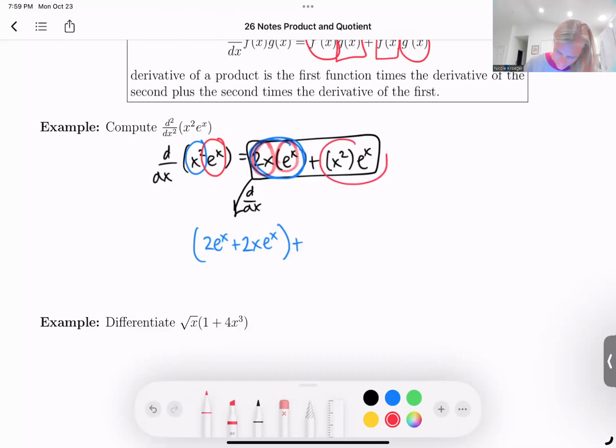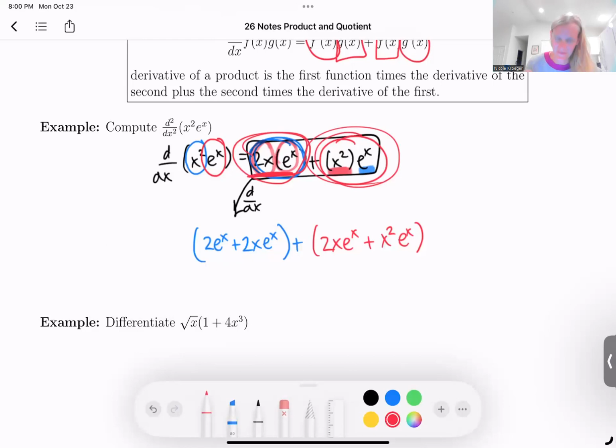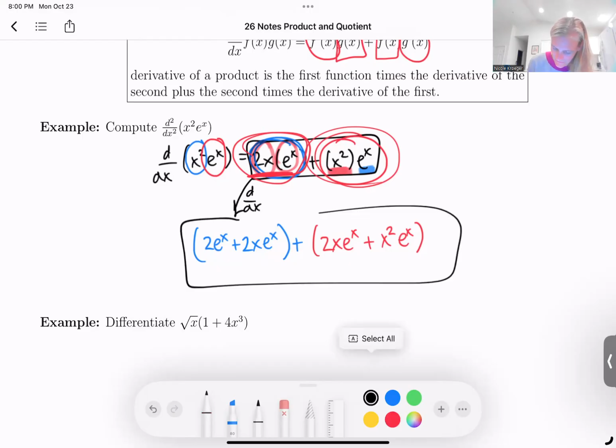Now I need the derivative of this piece. So I have an x squared times e to the x. The derivative of x squared is 2x. I leave the e to the x alone. Then I leave the x squared alone, and I take the derivative of e to the x, which is e to the x. So in this problem, we had to do the product rule both on this piece and on this piece. So we had a double product rule in here. I'm not going to try and simplify this. This is our final answer here. You could simplify that a little bit if you wanted.